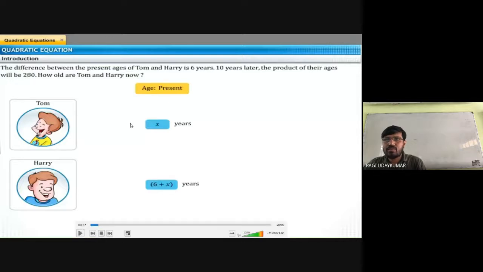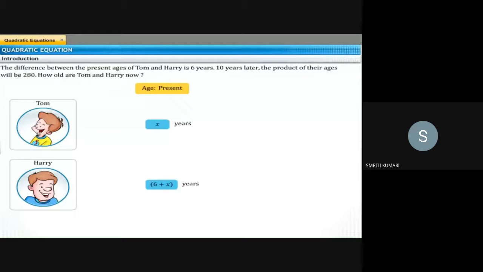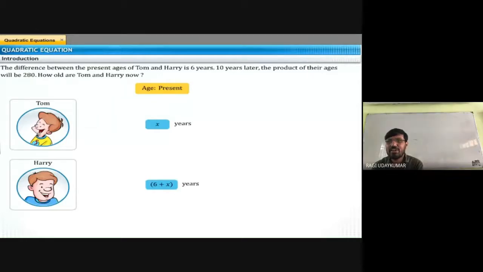Is there any difference you are finding in this? Can you find out any difference? There is an age difference of 6 years. Here it is given that the difference between the ages of Tom and Harry is 6 years. So that means you cannot assume that Tom's age is smaller than Harry's age. Harry's age can be X minus 6 also. The difference is given to you, but here it is taken like this, X and 6 plus X. Let us do this situation.